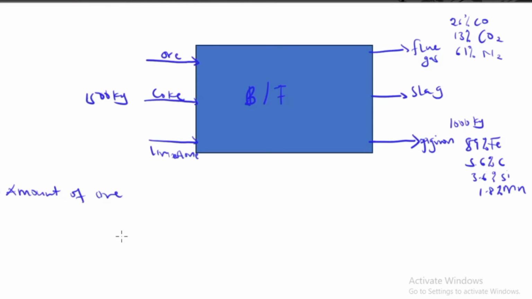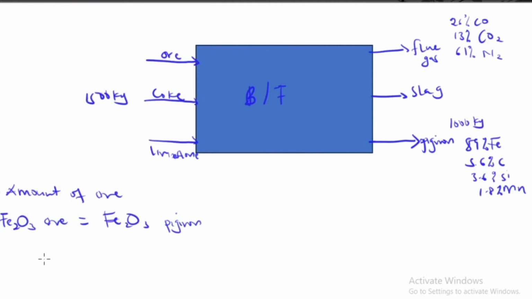Therefore, for material balance, we know that the ore itself, this is the ore. We have the ore here. When it comes here, we have some iron here. So wherever you see the iron, we need to balance it. So for the balance, we know that hematite in the ore will be equal to the hematite in the pig iron. Then we can find the amount of ore.